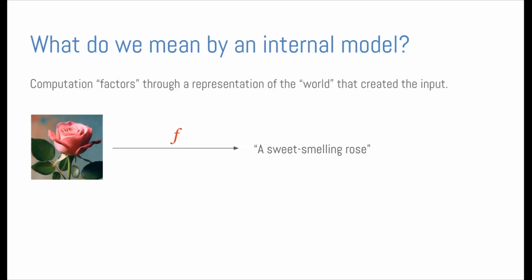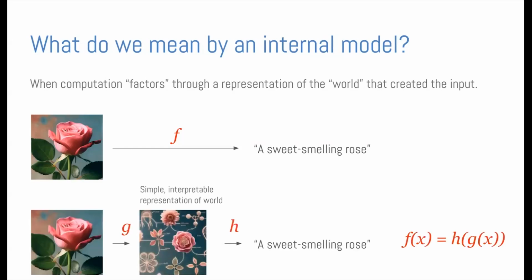What do we mean by this sort of internal model? So the idea is that if you have some computation that the system is doing, so for example, maybe it sees an image of a rose and it creates a caption like "a sweet smelling rose", we can think of that as a very complicated function that it's applying. And to say that there's a model, one way of looking at it is to say that that function factors in a very predictable way, in the sense that it factors into two functions. First, it takes in the input and it creates some representation of that input, which is recognizable to us as a simple and interpretable representation of the world. And then it operates on that representation to get the output. So without getting into too much more rigor, I'm going to say that this is our working definition in this presentation of what it means to have an internal model of the world.